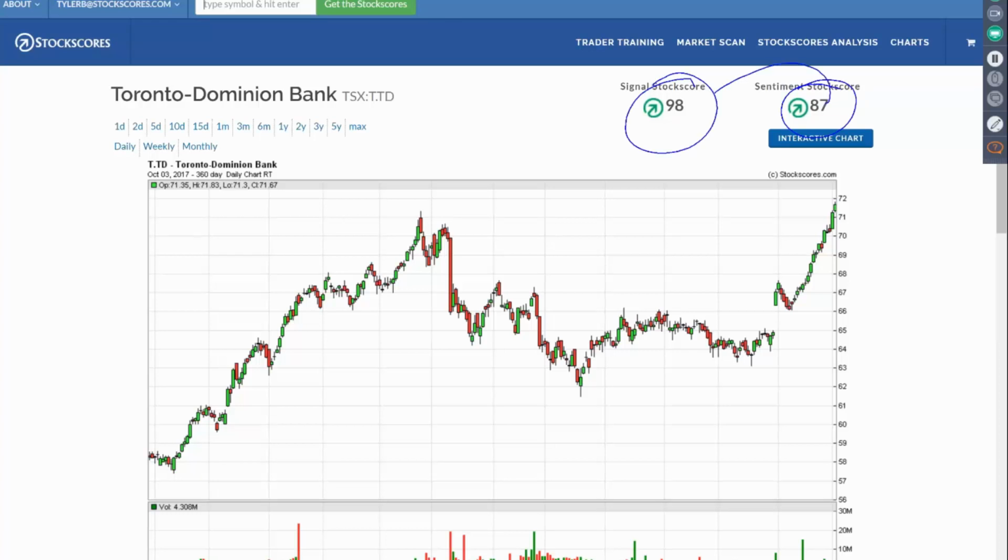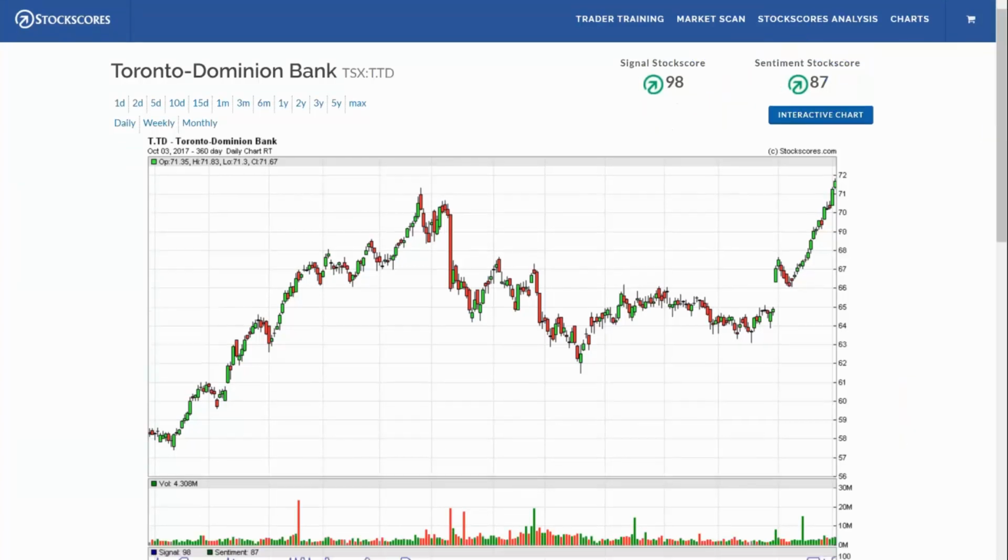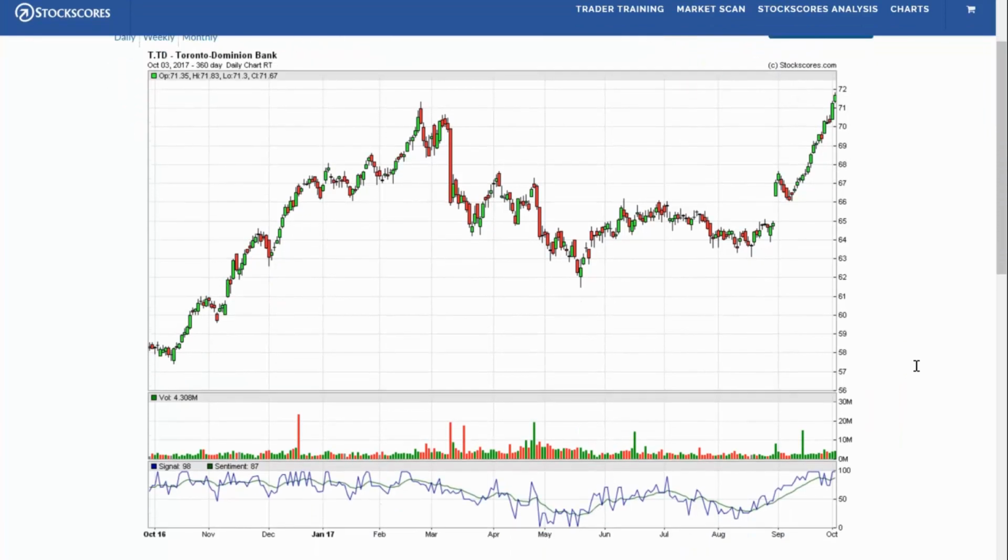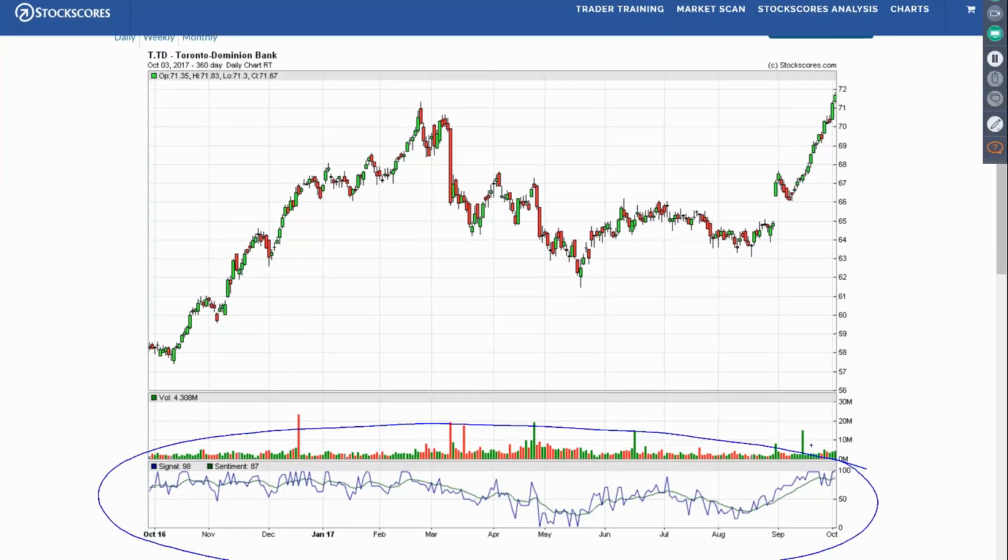Now, the sentiment stock score is based on the signal stock score. It's a 7-day exponential moving average of the signal. And if you look down at the bottom of the chart here, you can see this zone right here, which is your Stockscores indicators. The green line is the sentiment stock score, and the blue line is the signal. You can see that the blue line is much choppier, and the green line is kind of a smoothed out version of that. Now, I created the Stockscores to help people see good chart patterns.